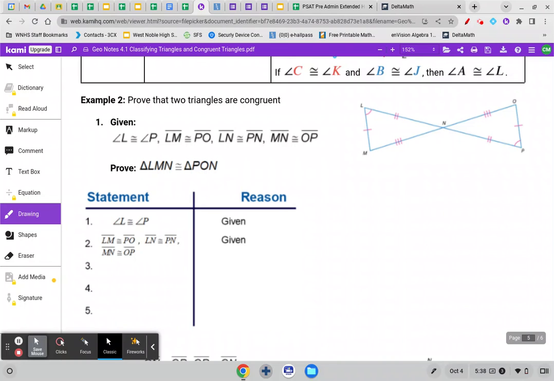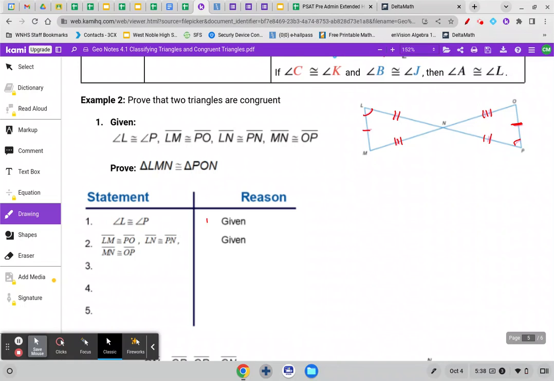So, given: angle L is congruent to angle P. Already there. Segment LM is congruent to segment PO. LN is congruent to PN. And MN is congruent to OP. So, we need to get all angles and all sides congruent to each other currently. Eventually, we're going to get an easier way in a couple days.